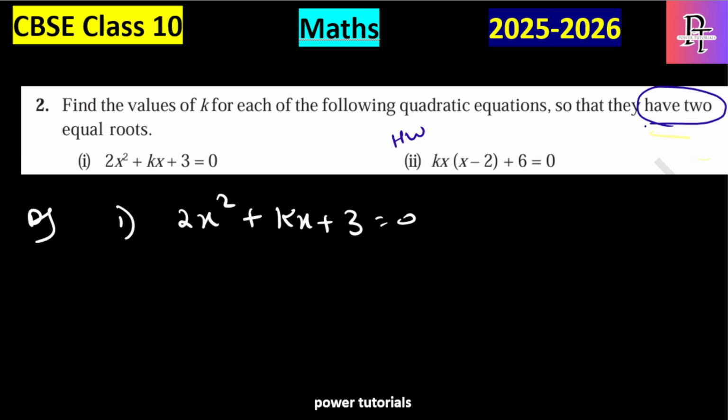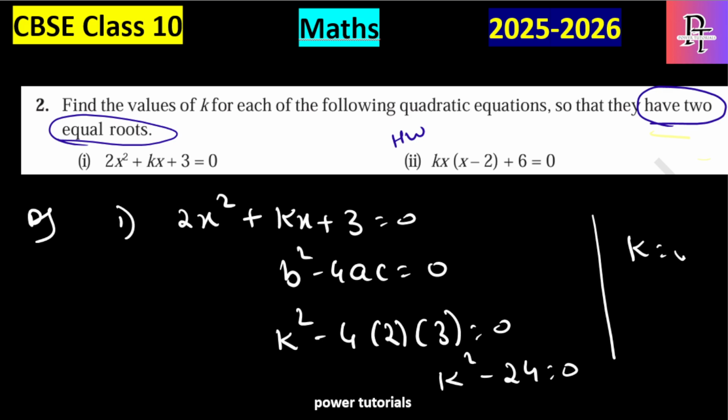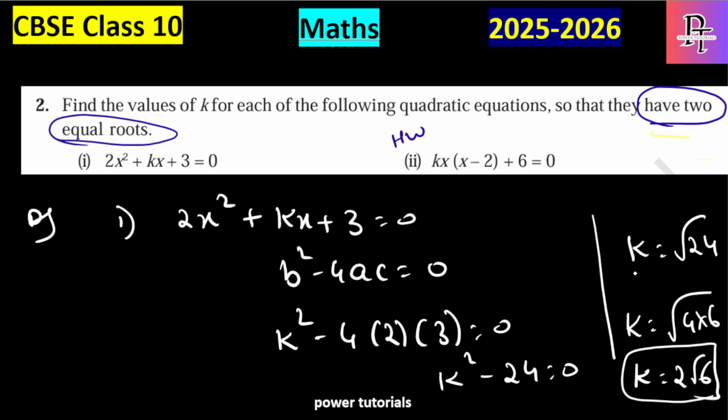Okay, I think now you can see we have two equal roots. Equal roots means what is the condition? B square minus 4ac should be equal to 0. So what is the b value? B value is k here, so it is k square minus 4 into 2 into 3 is equal to 0. So k square minus 4 into 2 is 8, into 3 is 24, is equal to 0. So simply we got the k value, which is root of 24. You can also simplify it further, because 4 into 6 is 24. If I take 4 outside, it becomes 2 root 6. This value or this value, both are correct. You can get the full marks.